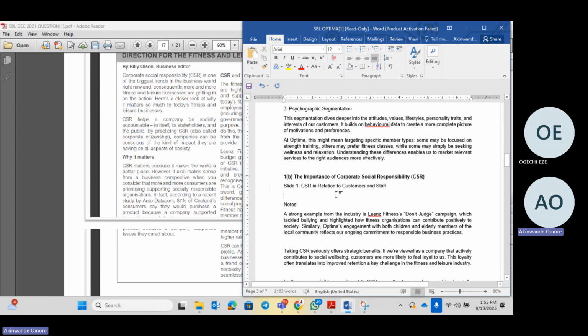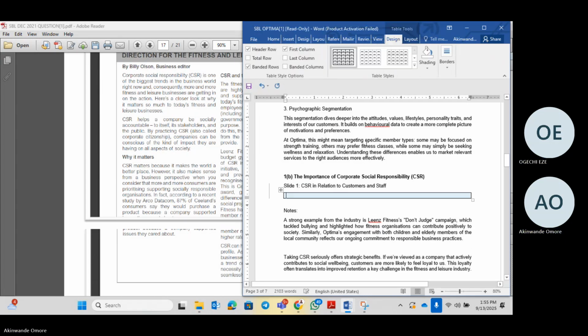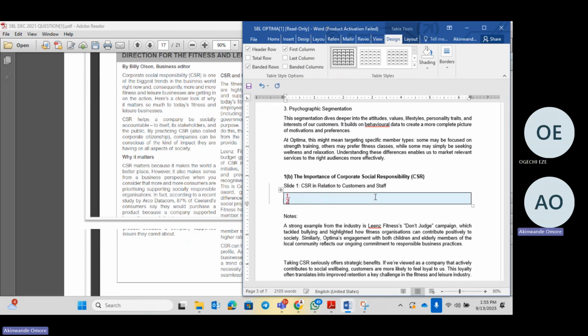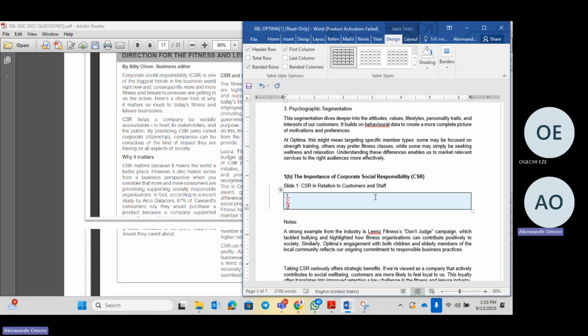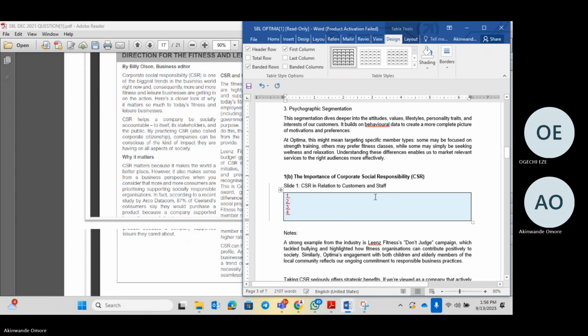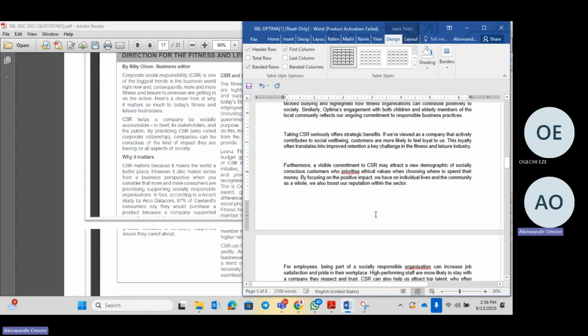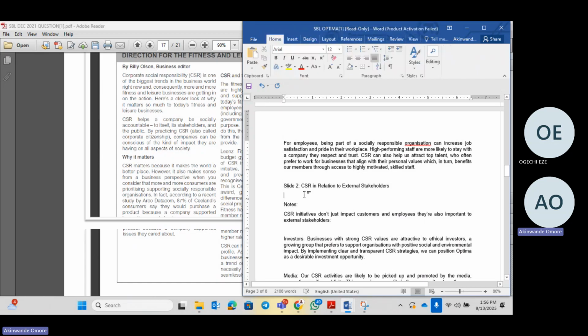So here, all the points we have will be put in a table. Let me insert a table. List them: number 1, explain down; number 2, show here; number 3; number 4; number 5. That one is okay. Then you will explain it below. Same thing for number 6 too.